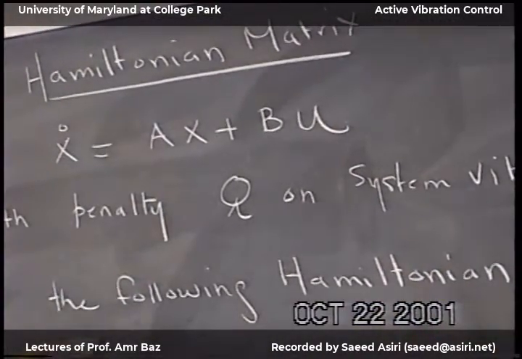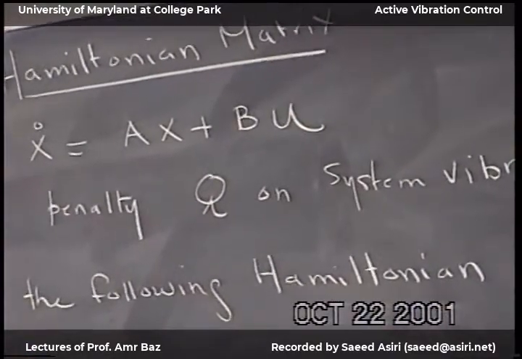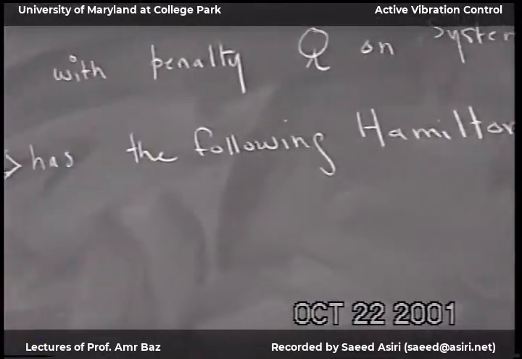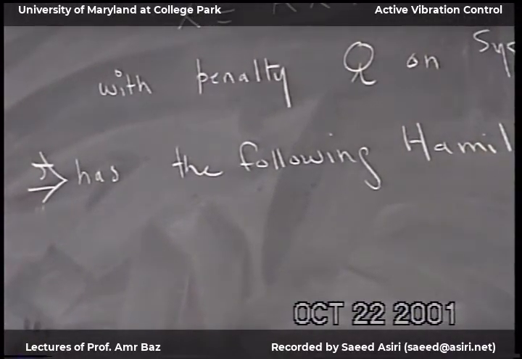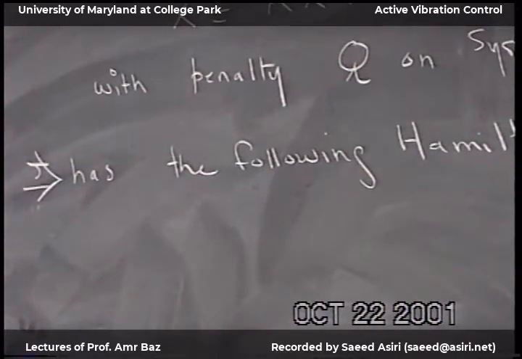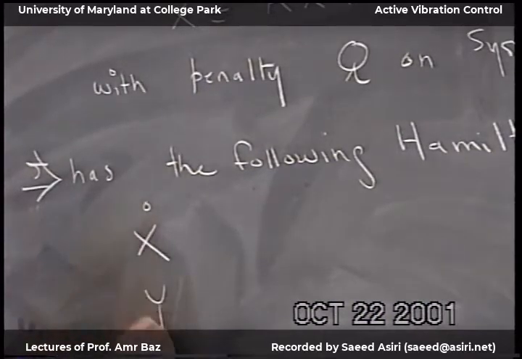I'm not going to prove this, but I'll put the proofs in the notes because it requires a lot of derivation. So I'll just put it in the notes in the final form. So this will look like this: x dot, y dot.